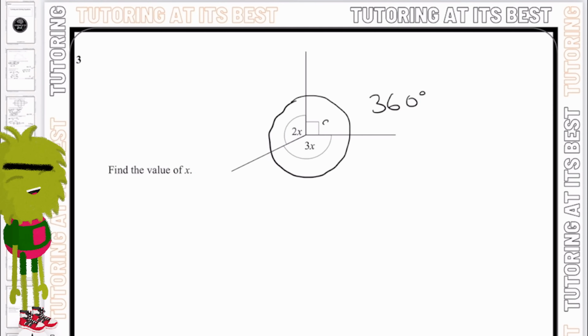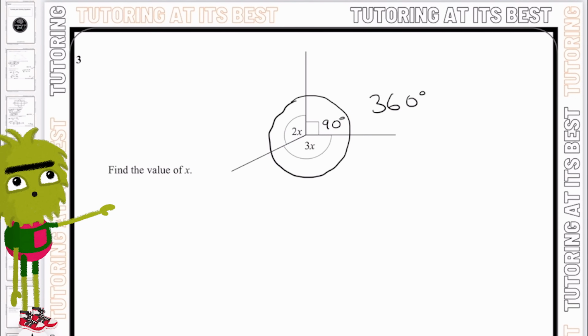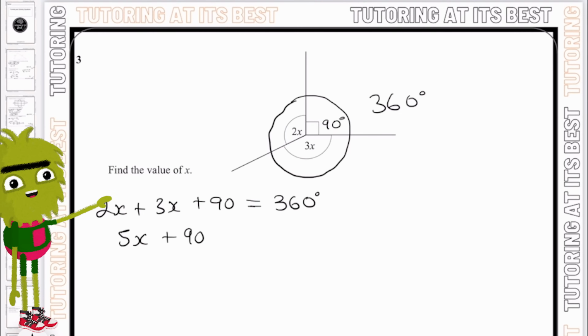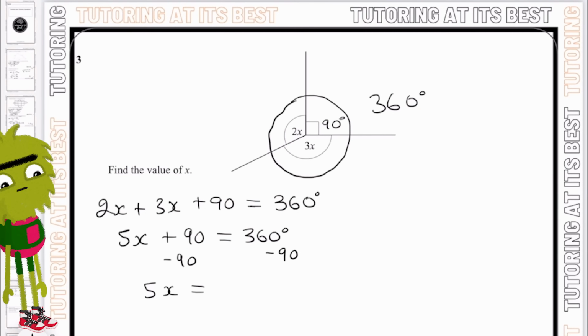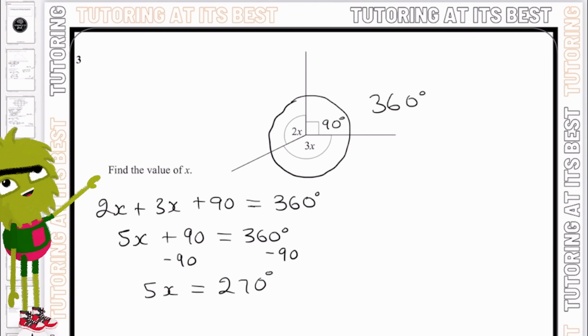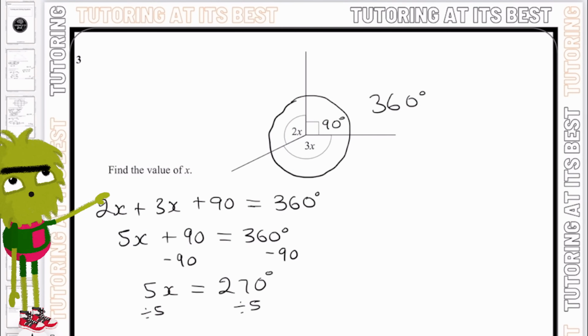So we know that we have a right angle here, which is 90 degrees, and we have 5x. That's made up of 2x plus 3x plus 90 degrees, giving us a total of 360 degrees. So let's put this together and have 5x plus 90 equals 360. Then we will minus 90 on both sides to eliminate it, which gives us 5x equals 270 degrees. Now we know it's 5 multiplied by x, so we will divide both sides by 5. So we now know x equals 54 degrees.